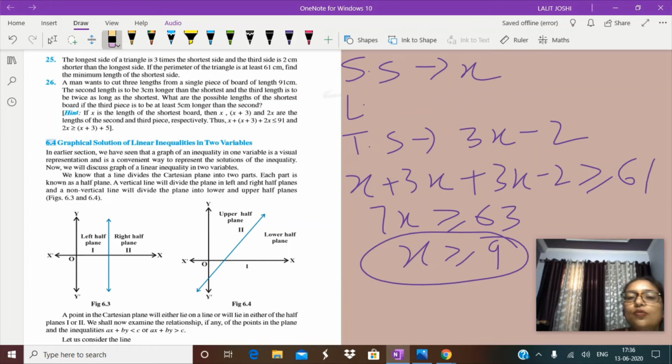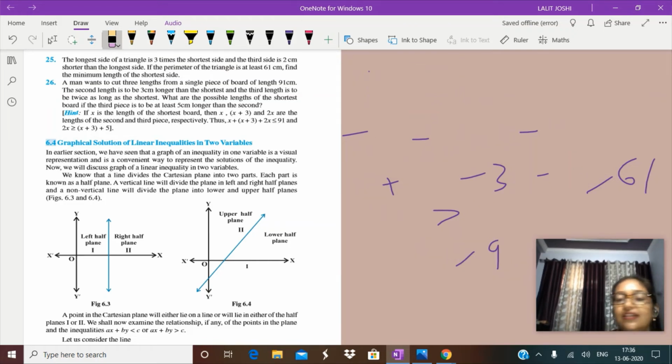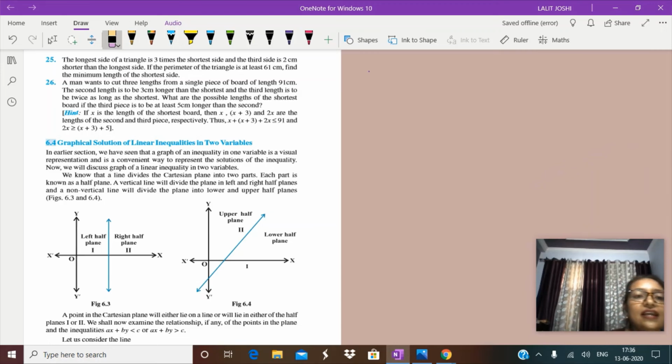So what is the next question? So next question says, you can read, it is here on the screen, which says, let me highlight, a man wants to cut 3 lengths from a single piece of board of length 91 centimeter. The second length is to be 3 centimeter longer than the shortest and the third length is to be twice as long as the shortest, right?